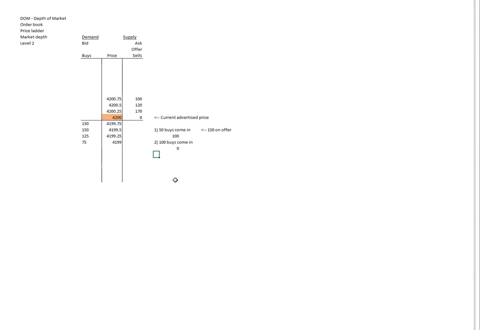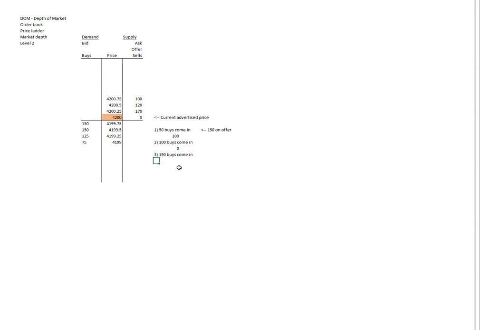Now, let's say that this is an advance. Let's say that price is going up. How can we get from 4,200 to 4,200.25? Not only do all of these that were sitting here on offer need to be taken out, but we need to start to get through these as well to be able to advance price. So let's say that we've got a third step in our trade simulation where we've got 170 now sitting on offer. The advertised price has moved up a tick. Let's say that 190 come in.